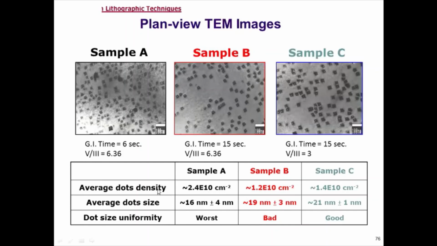So for sample A, the dot density is 2 into 10 power 10. Here it is 1.2 into 10 power 10, and here it is 1.4, and the average dot size is 16 nanometers, here it is 90 nanometers, and here it is 21 nanometers. And the dot size uniformity, here it is worst. This is bad. This is somewhat uniform, but still the problem is the dot density.